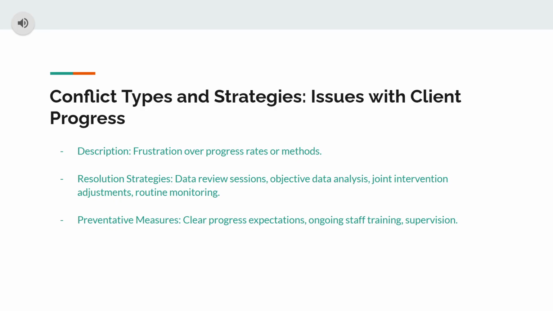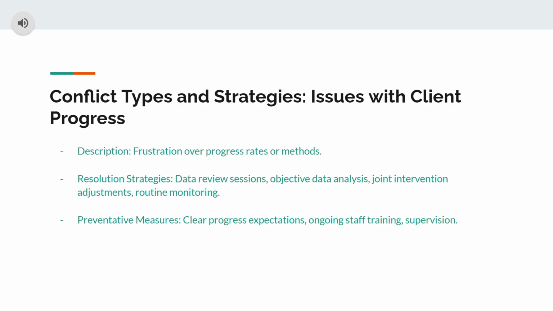Our next topic will be over issues with client progress. This is due to frustration over progress rates or methods. This goes somewhat hand in hand when there is miscommunication between staff members or supervisors, where we may have one staff member recording client data as positively and the other running it negatively.